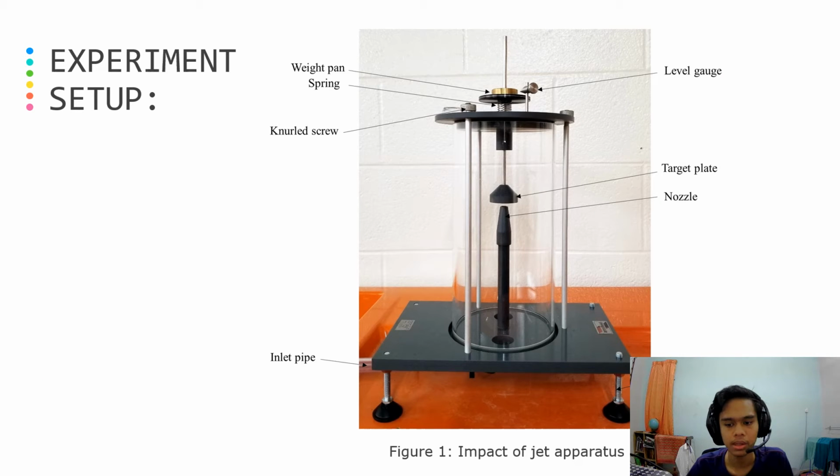Alright, so this is the experimental setup. Here on the top we can see there's a weight pen, and this weight pen is used to measure the force exerted by the water jet coming out from the nozzle towards the target plate. And as you can see here, we have the target plate. The target plate can be replaced by either the flat plate or the hemispherical cup, and the nozzle is used to create a water jet from the water flow coming in through the inlet pipe.